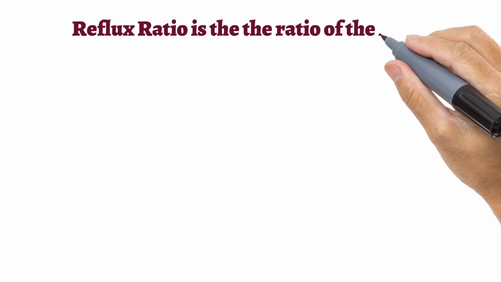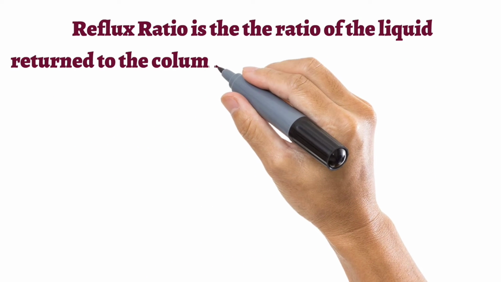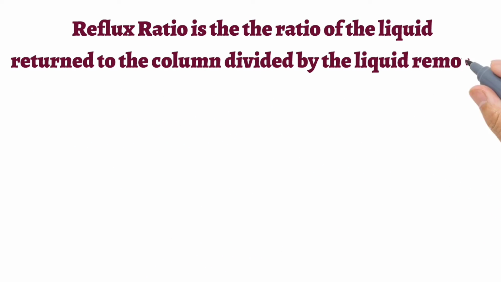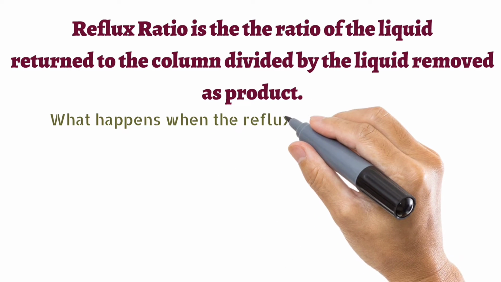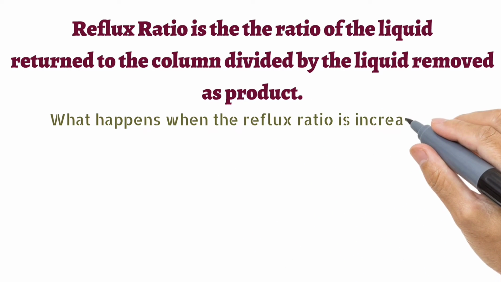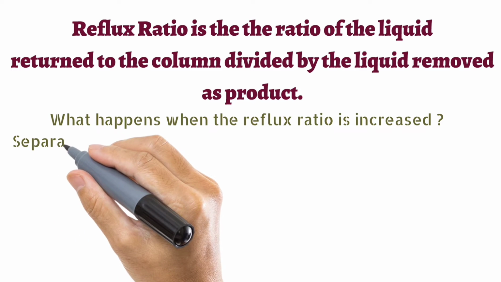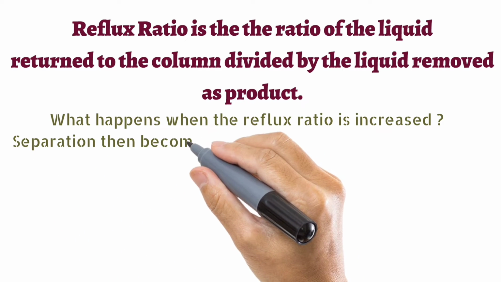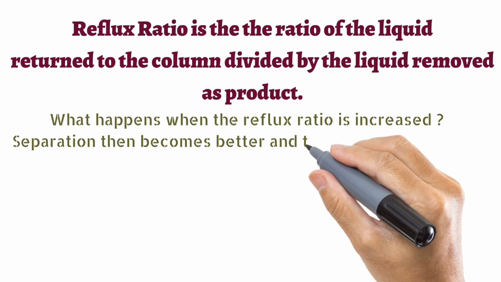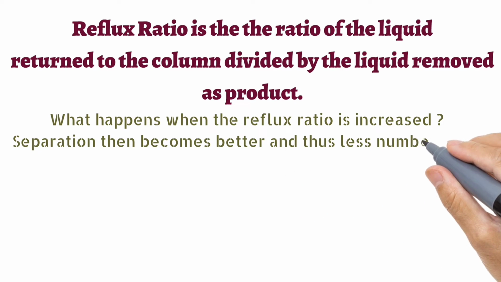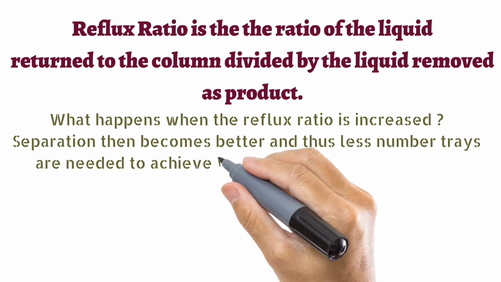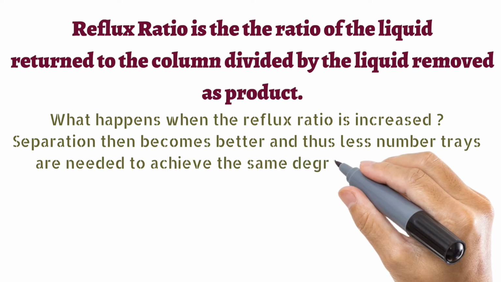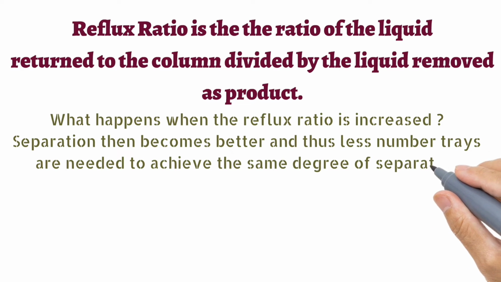As discussed earlier, reflux ratio is the ratio of liquid which is returned to the column divided by the liquid which is removed as the product. So let us now discuss two cases, in which the first case is that reflux ratio is increased. So what happens when the reflux ratio is increased? As we increase the reflux ratio, our separation gets better and better, and the number of trays required in the distillation column decreases. Means fewer trays are required to achieve the degree of separation.